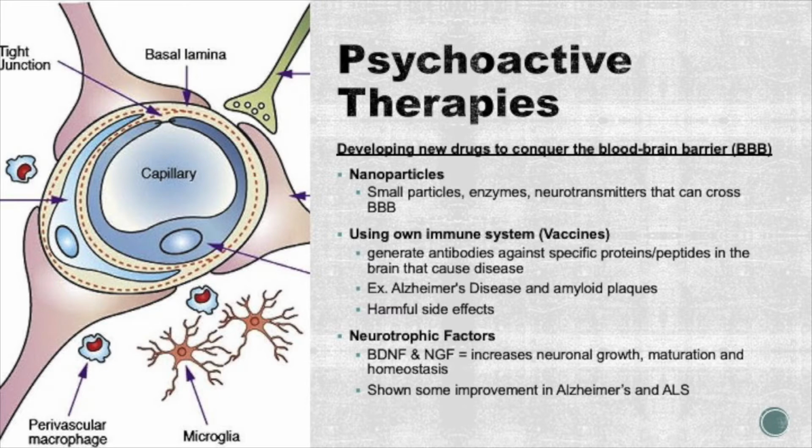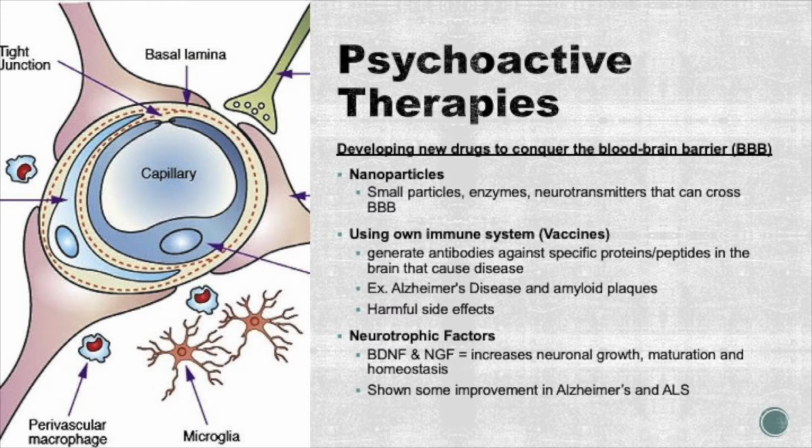Other psychoactive therapies that are used are developing new drugs to conquer the blood-brain barrier, or the BBB. So the blood-brain barrier is pictured here, where you have your capillary, and around the capillary are astrocytes, and specifically astrocyte end feet, that kind of surround the capillary and help with this blood-brain barrier by letting or not letting in specific molecules or chemicals into the brain. And so researchers have developed small particles or nanoparticles that include enzymes or neurotransmitters that can cross this blood-brain barrier, making them small enough so they can be transported through it.